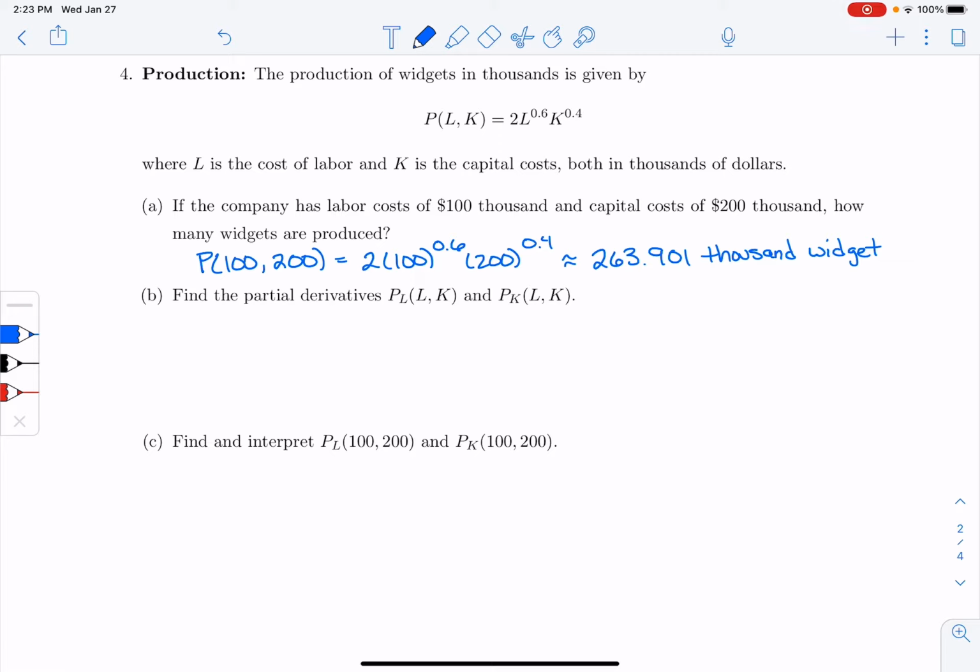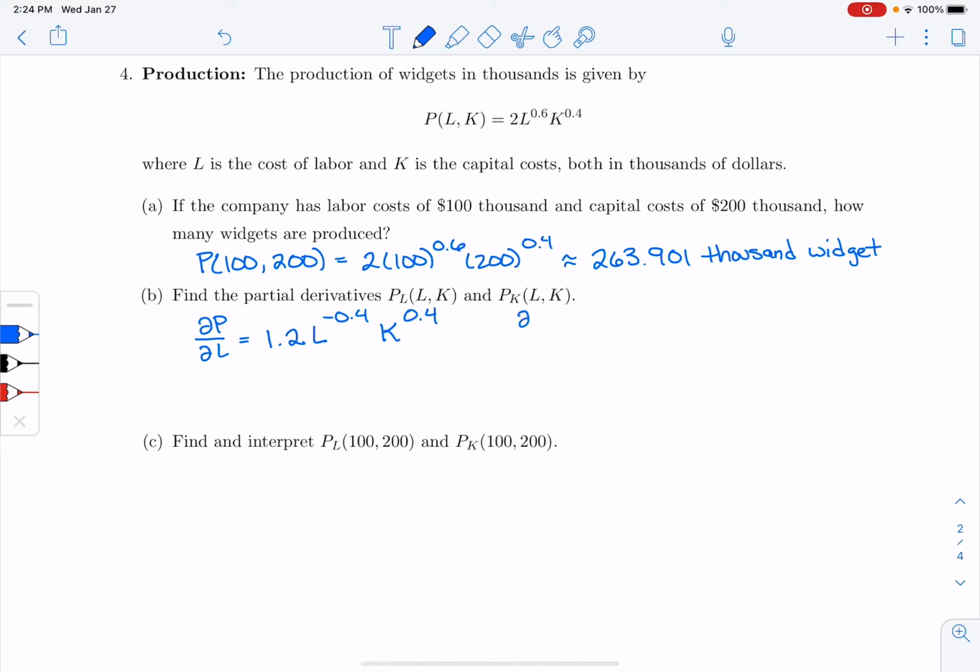Now I want to understand what happens when we change those costs, so I'm going to find the partial derivatives. So here, first I'm going to find the partial derivative of P with respect to L. So I have 2L to the 0.6. I'm going to bring that 0.6 down, so I get 1.2 L, and then 0.6 minus 1 is negative 0.4. And then I'm going to have K to the 0.4 because I'm taking the derivative with respect to L, so K is constant. So it just continues to multiply that expression.